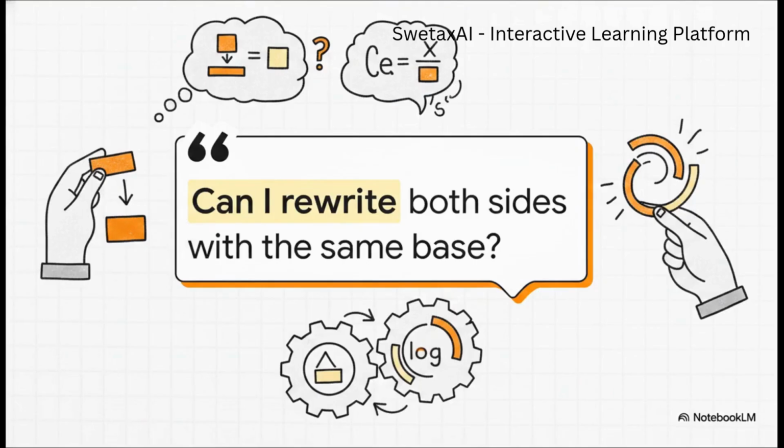I'll leave you with this final, powerful question. Whenever you see a variable trapped in an exponent, ask yourself this on every single test. Can I rewrite both sides with the same base? If the answer is yes, great, you're good to go. But if the answer is no, well, you now know exactly what to do. You grab your logarithm decoder ring, you take the log of both sides, and you use the power rule to yank that exponent back down to earth.